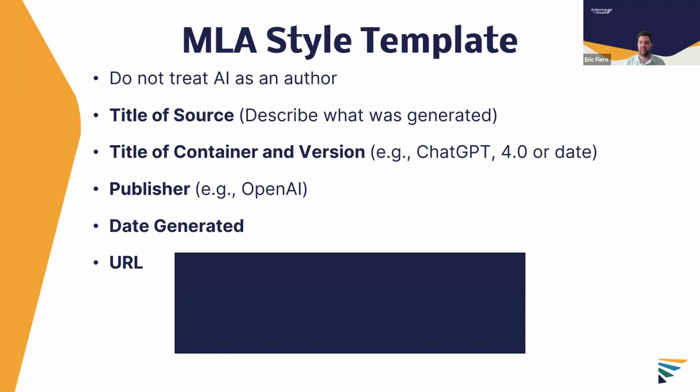You would do this by putting the title of the source. That would be what is generated. It could be your prompt, or just the title at the top of the ChatGPT thread, whatever it might be. Then the title of the container and the version. For example, you could put ChatGPT 4.0. Some people also put the date. I think currently ChatGPT 4.0 is version September 2023, because that's when it was last updated. Then you would put the publisher. The publisher in this case for ChatGPT would be OpenAI. For Claude, it would be whatever the AI system is. And then you put the date generated and the URL.